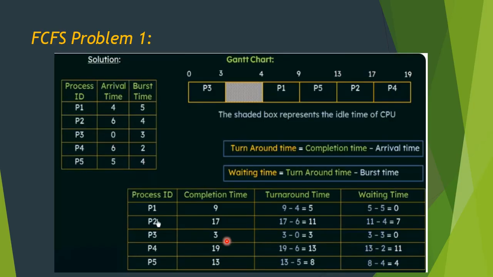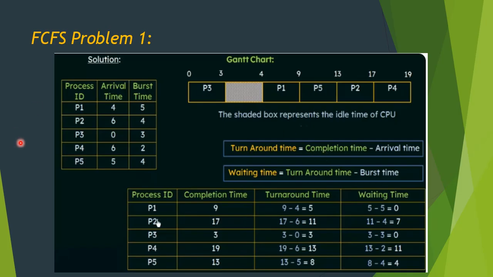Now here is what we would have as a result. We have our Gantt chart here. We have our idle time here, which is a waiting time. And so the shaded box here represents the idle time. And so the turnaround time is given by the formula completion time minus the arrival time. And then the waiting time is given by the formula turnaround time minus the burst time.